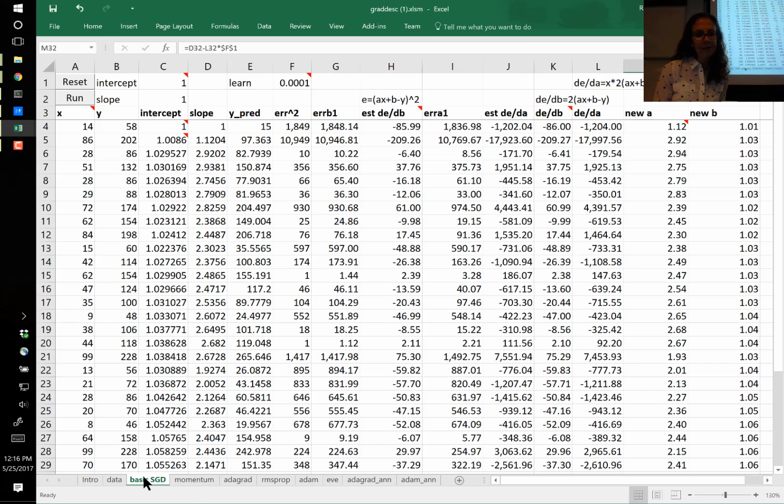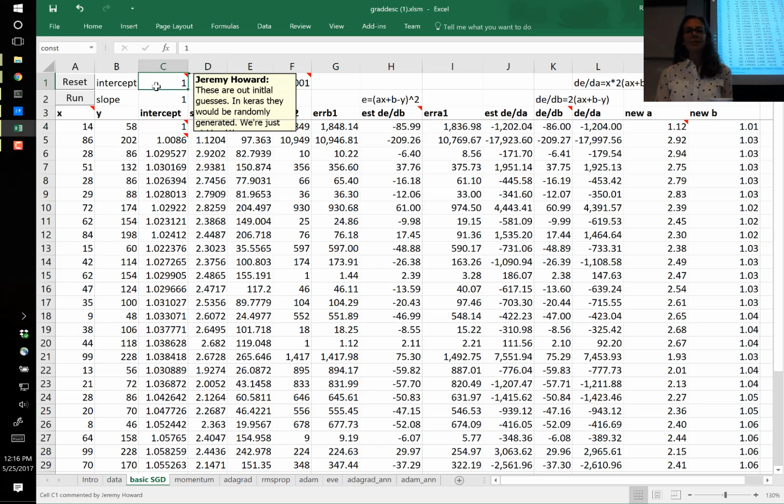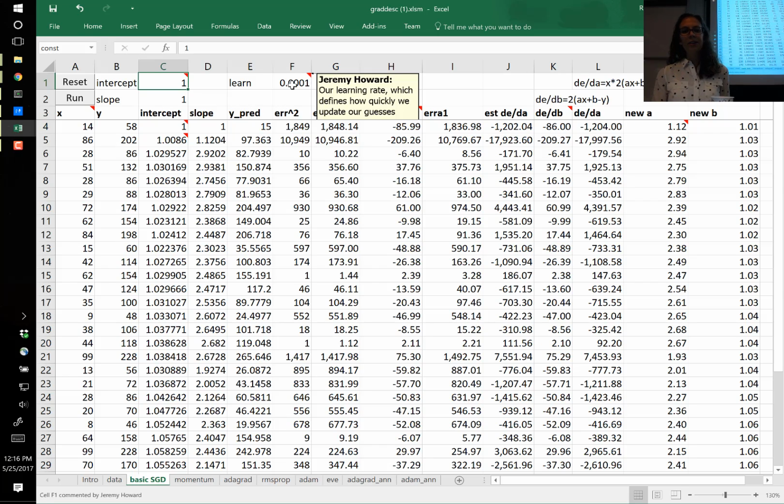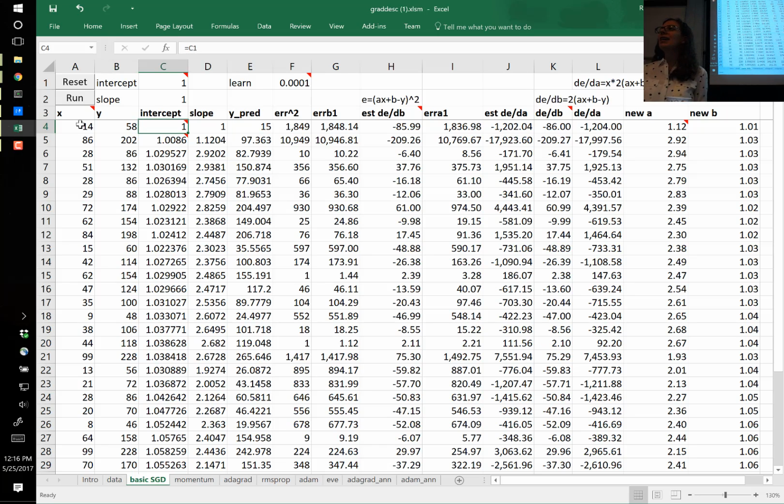So I've got our data. And then for the basic SGD, we're going to make some guesses for what the intercept and slope are. Here's this learning rate, which is what we're going to multiply by to figure out how big a step to take. Our data has been copied in. And here are mini batches of size 1.